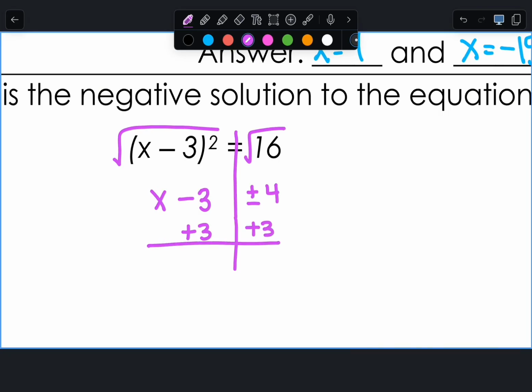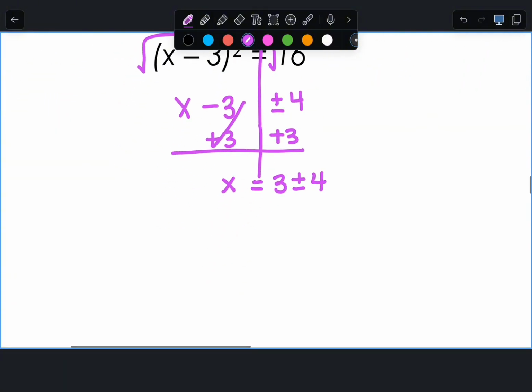Which number do I bring down first? 3. Plus. The 3. Now, since we have whole numbers on both sides, we split them and continue. 3 plus 4 one way. 3 minus 4 the other.